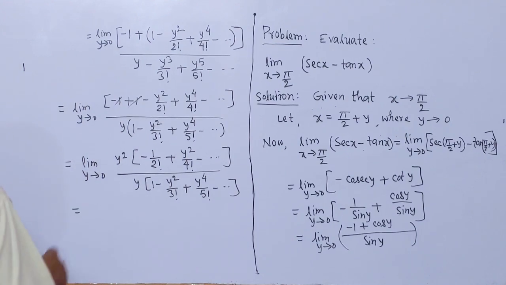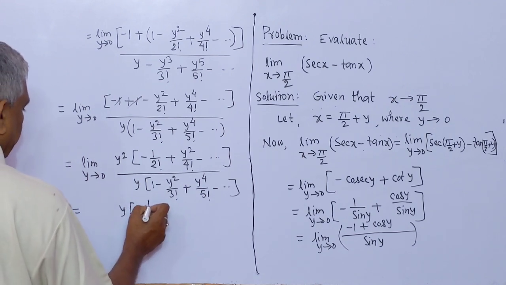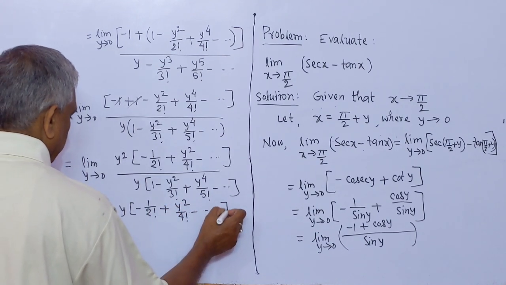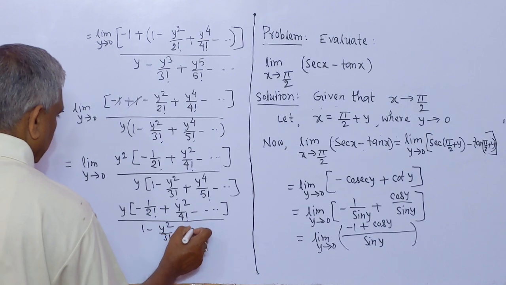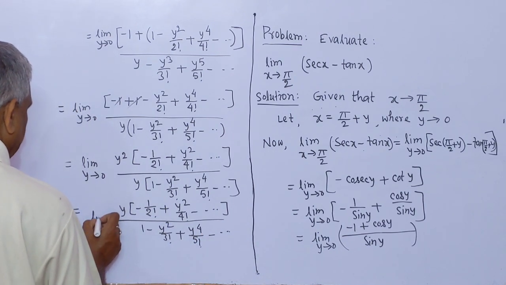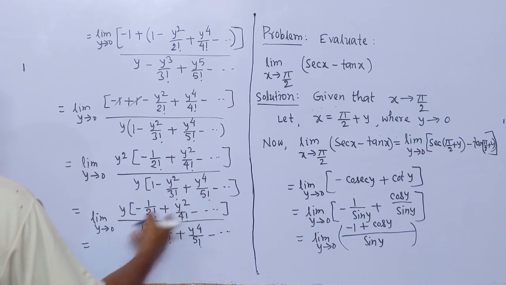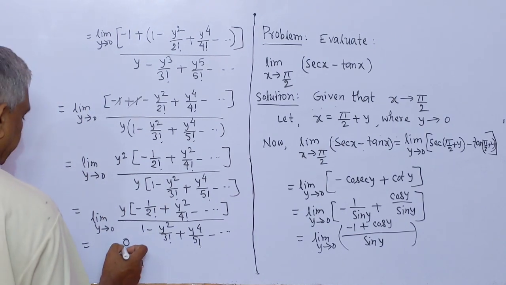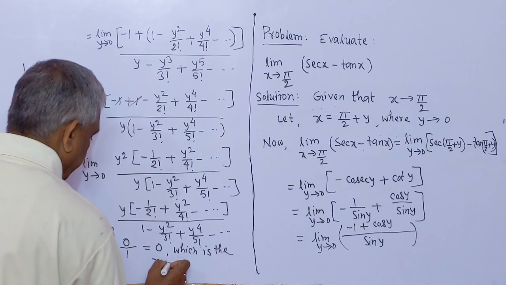Since y tends to 0 means y is not equal to 0, one y cancels. Here we have y times minus 1 by factorial 2 plus y square by factorial 4 minus dot dot dot, and here remains 1 minus y square by factorial 3 plus y to the power 4 by factorial 5 minus dot dot dot. Using limit y tends to 0, 0 multiplied by something is 0. Here remains only 1. So the numerator will be 0 and the denominator will be 1. This is 0, which is the required result, the required answer.